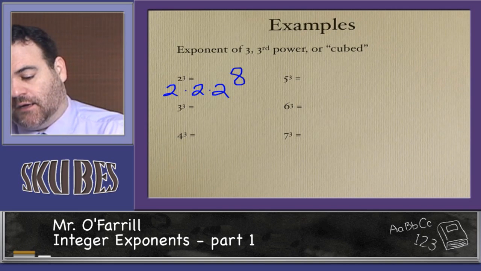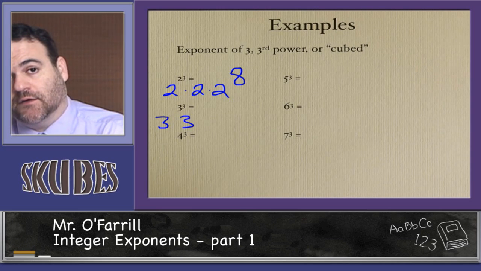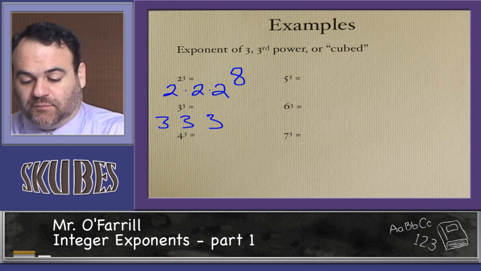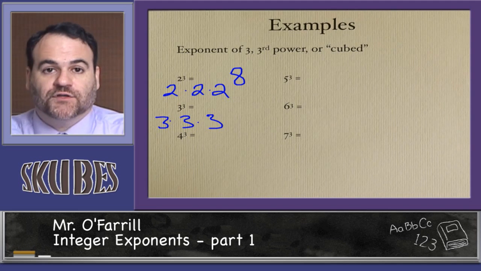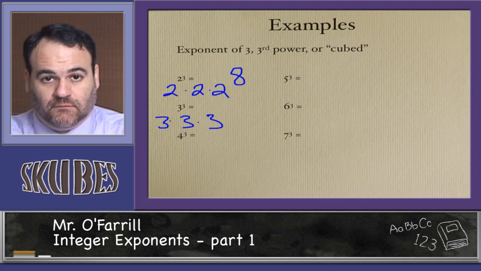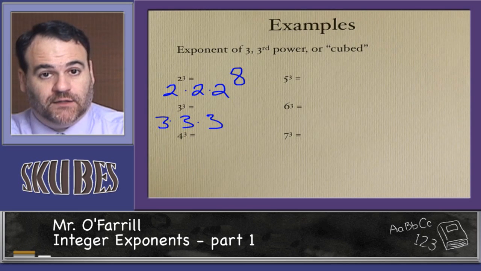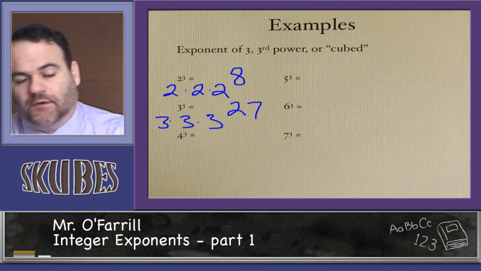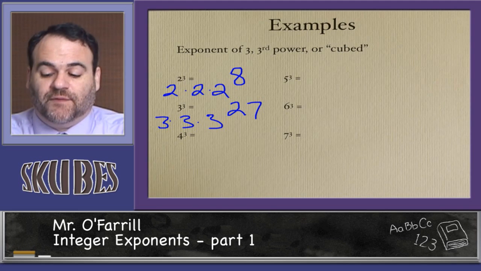Okay? Same thing with 3. 3 cubed is 3 times 3 times 3. That's 3 of them being multiplied together. The first 2, 3 times 3 is 9. Times 3 is 27. Okay, and we keep going from there.